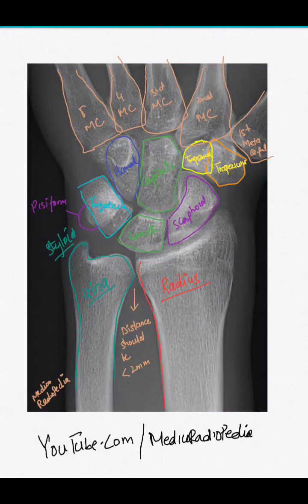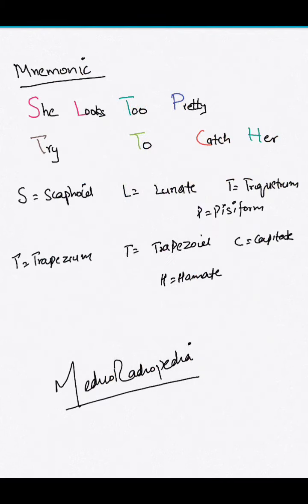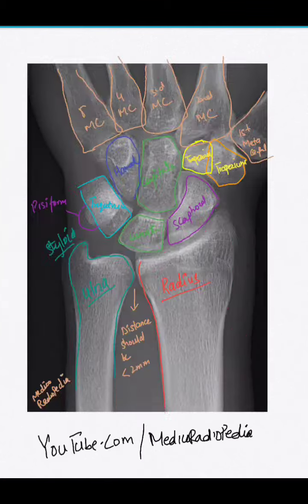In medical school we are used to memorizing the bones by a common mnemonic: She looks too pretty, try to catch her. You can take a screenshot of this page if you want. I will explain that later on. If we start from the radial side, the first bone is scaphoid, then lunate, triquetrum, pisiform, and then trapezium, trapezoid, capitate, and hamate. So here we will implement it.